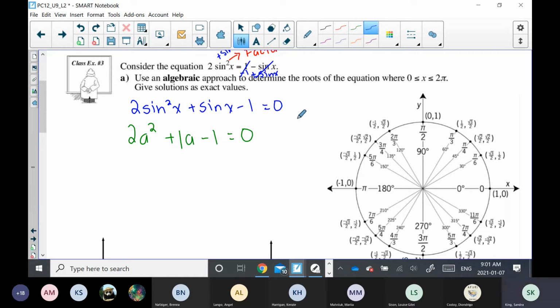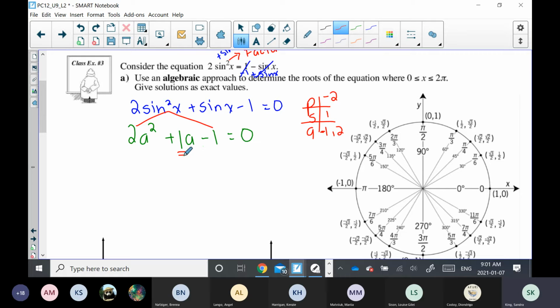We now need to factor this by decomposition. So I'm looking for what gives me the product of -2 and a sum of 1. The only two numbers that multiply to 2 are a 1 and a 2. And in order to get a 1, this guy has to be negative.